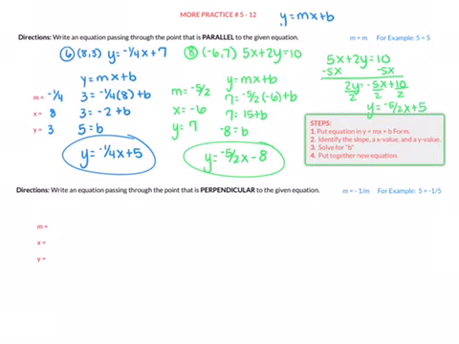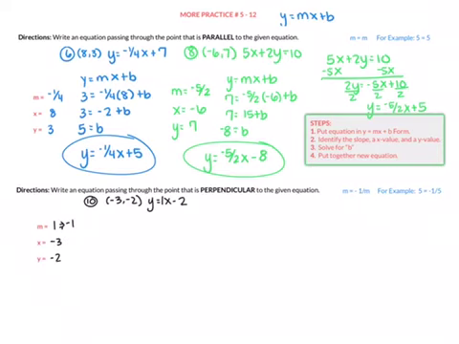Alright, for number 10, we are given ordered pair negative 3, negative 2, and the equation y equals x minus 2. For this one, it has a slope of 1. For a perpendicular line, the negative reciprocal of 1 would be negative 1. So we're going to be using negative 1 for our slope. The x value is negative 3. The y value is negative 2.